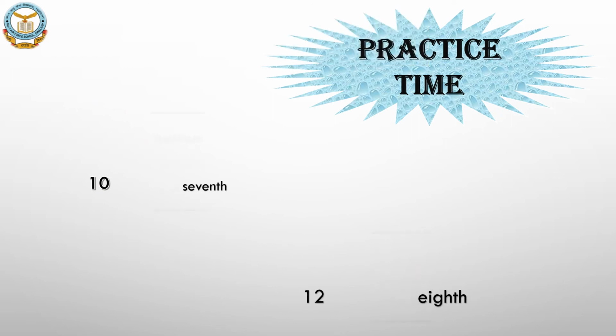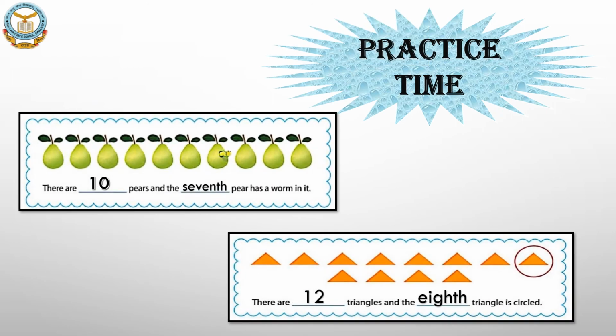Let's have some practice of ordinal and cardinal numbers. My dear students, to explain more, I have brought you two pictures. Let's first discuss picture number 1. In this picture, a number of pairs are arranged and some condition is given in the question. So let's see what it is. There are dash pairs and the dash pair has a worm in it. You have to fill these blanks with either an ordinal number or a cardinal number.